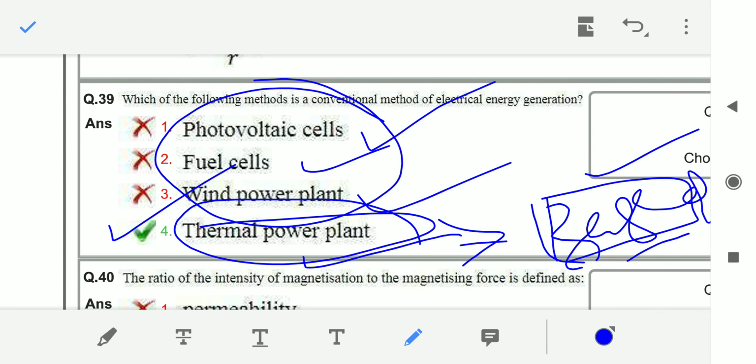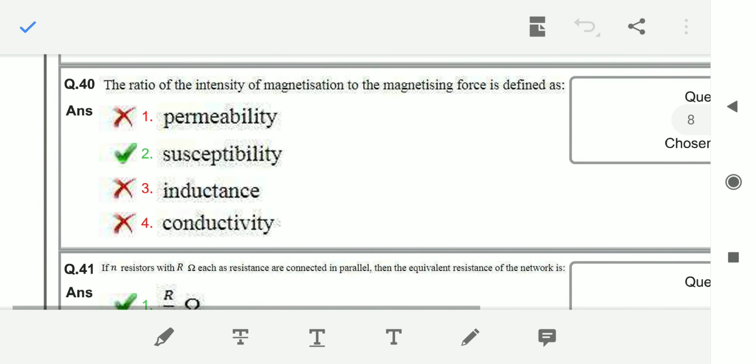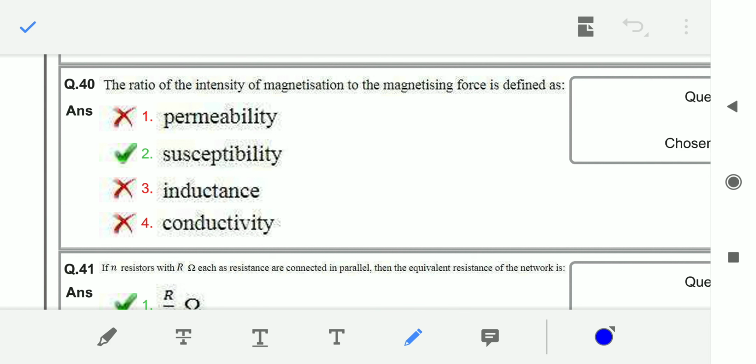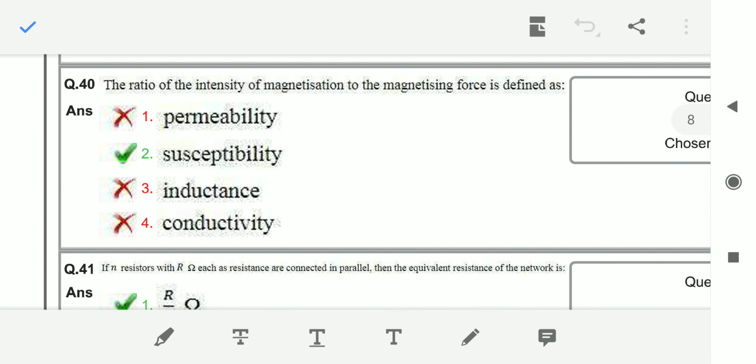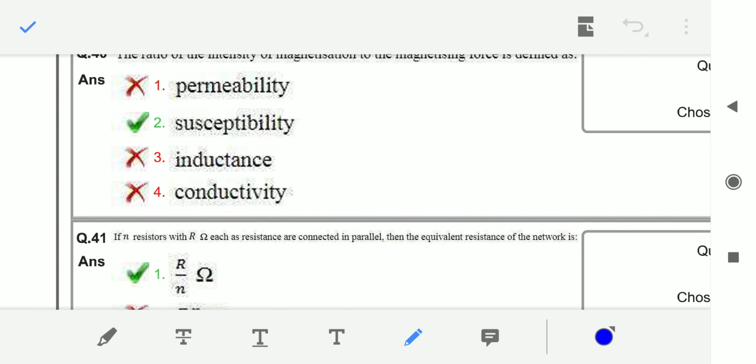So next, coming to question number 40. The ratio of the intensity of magnetization, that is capital M, to the magnetic force, that is H, is nothing but susceptibility, okay. So it is equal to susceptibility.